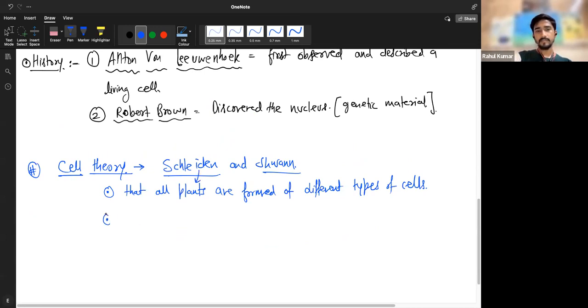At around the same time, the second person, Schwann, Theodor Schwann. Schleiden was a botanist. Who's a botanist? Who studies plants. And Schwann was a zoologist who studies animals. And Schwann said that different types of animal cells are also present.